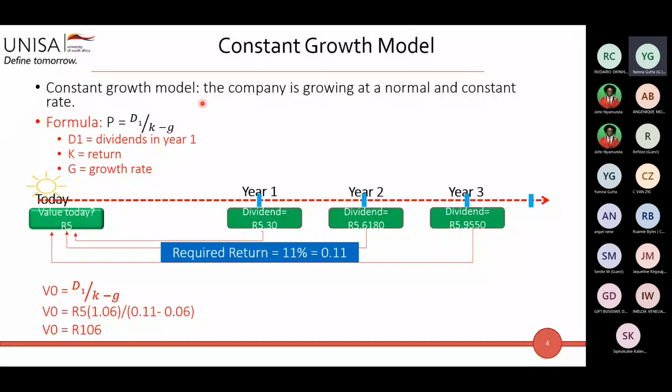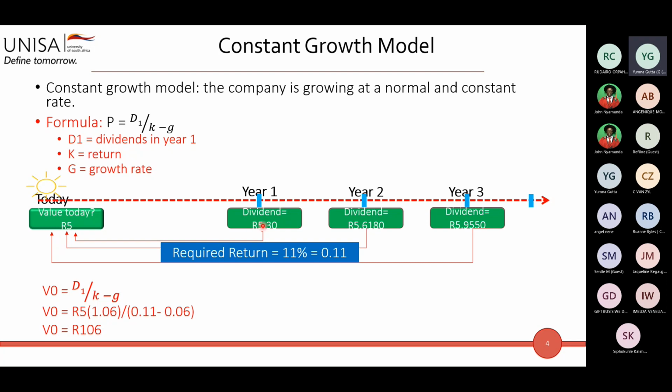Now here we go on to the next level, right? So we have a constant growth model. The company is growing at a normal and constant rate. What we mean here is that year on year the dividends increase by a constant growth rate, right? So the dividend in year 1 will be 5 Rand 30. Today the dividend is 5 Rand. If you multiply by 6%, which is the growth rate, as you can see at the bottom on the formula, you will get 5 Rand 30.